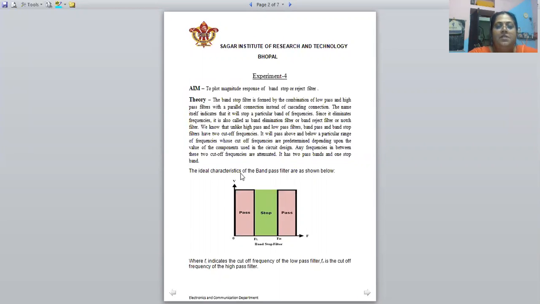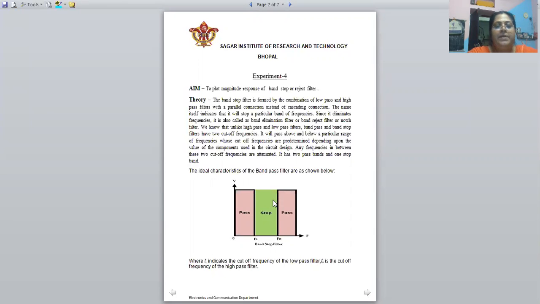Now the band stop filter is formed by a combination of low pass and high pass filters with a parallel connection instead of a cascading connection. So in a band pass filter we connect the low pass and high pass in series, whereas in the band stop filter the low pass and high pass are connected in parallel. The name itself indicates that it will stop a particular band of frequency. So it eliminates the frequencies, which is why it is called a band elimination filter or band reject filter.